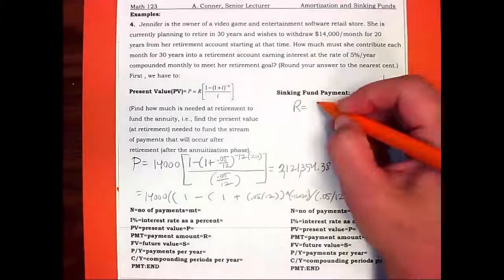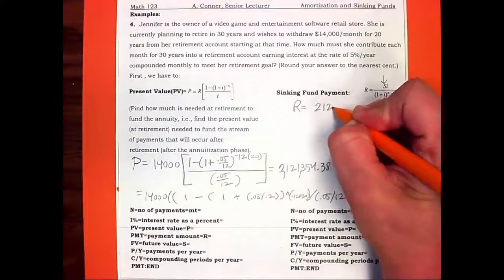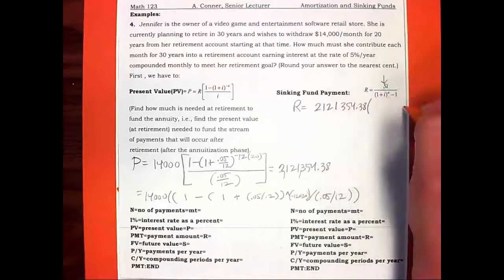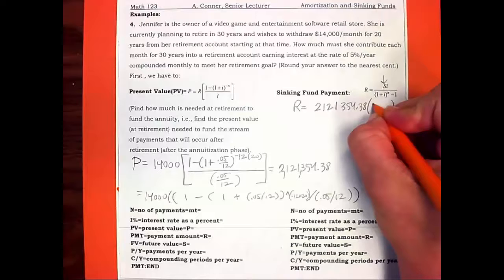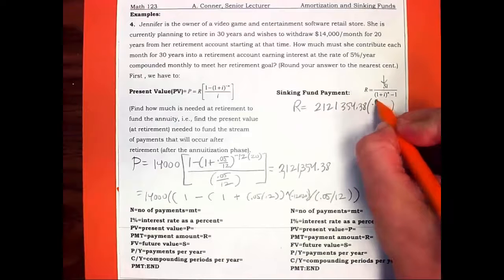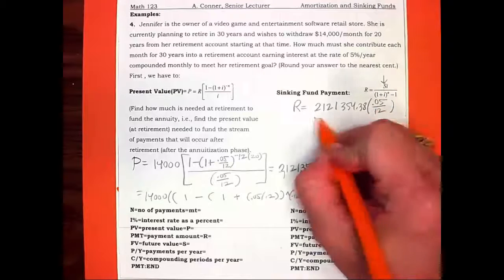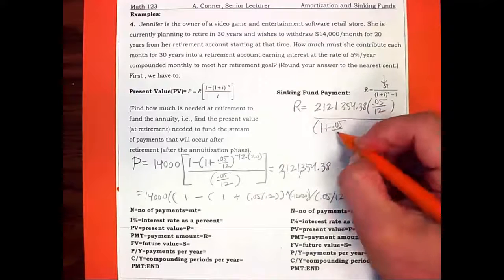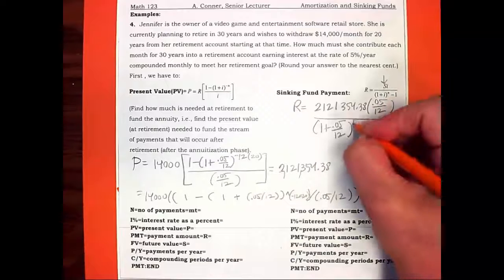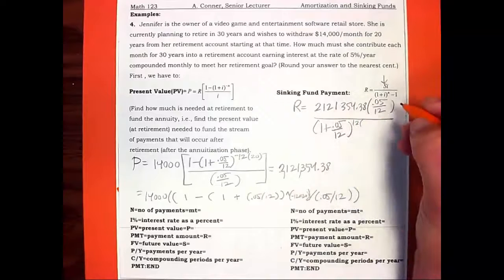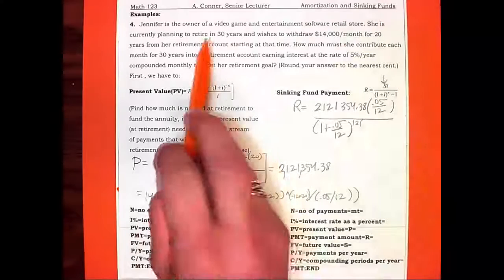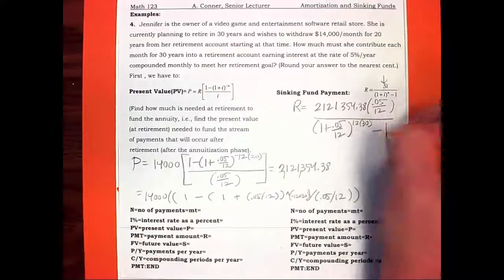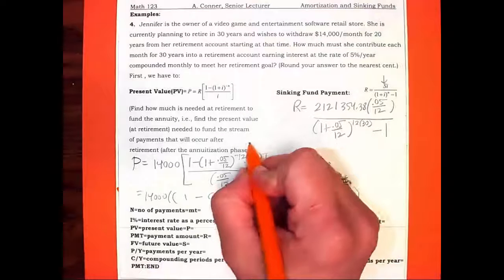So she's going to need to have that 2,121,354.38. And then the I is the R over M. So R over M over the 1 plus R over M to the MT. And remember, she's saving more than she's withdrawing, thank goodness. So she's saving for 30 years. And then minus 1.